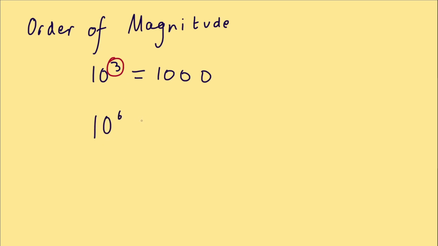I'll give you an example to solve for yourself. What order of magnitude does 10 to the power 6 have? The order of magnitude of 1 million is 6. Why is this useful? For estimation.